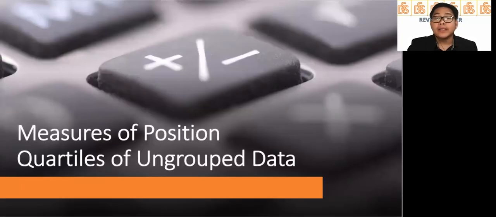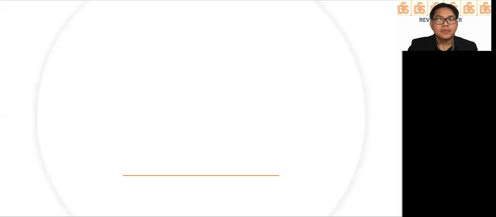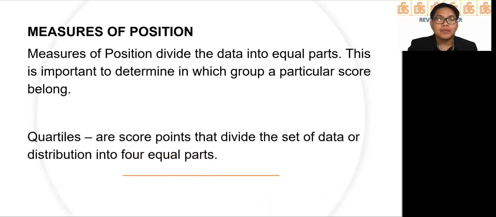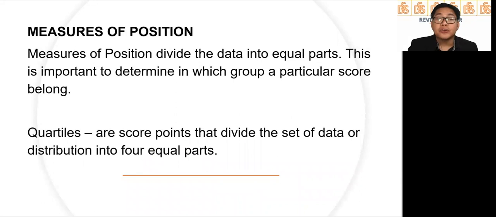Today I will be teaching you about quartiles of ungrouped data. Quartiles of ungrouped data is one of the topics under measures of position. First, let us define measures of position. It divides the data into equal parts. It is important to determine in which group a particular score belongs. However, quartiles are score points that divide the set of data or distribution into four equal parts.